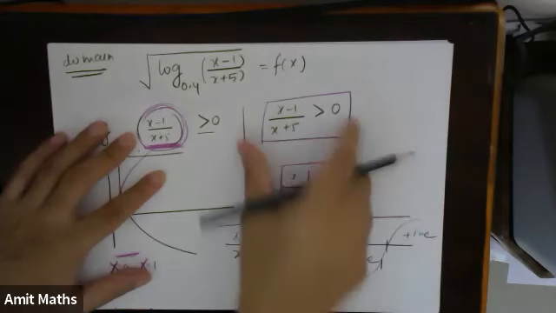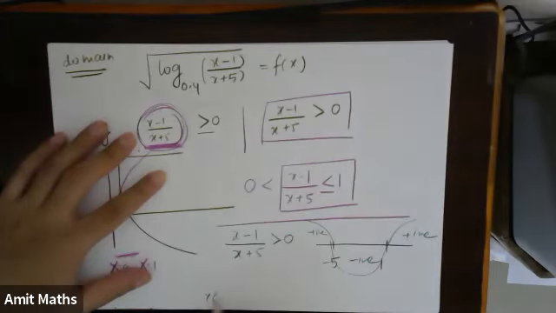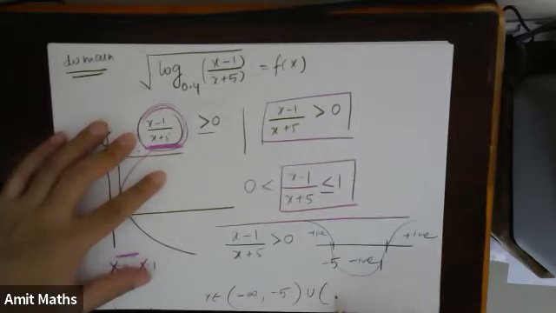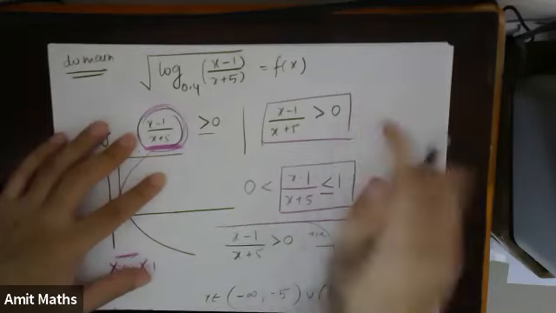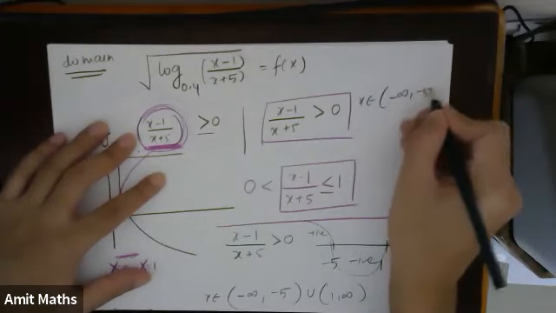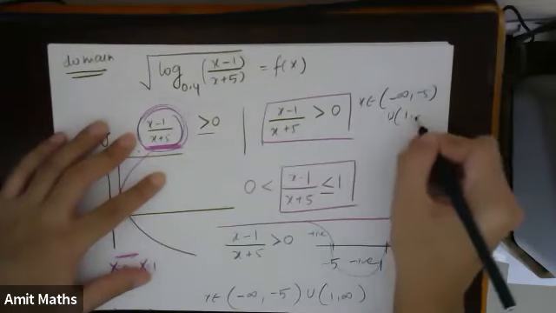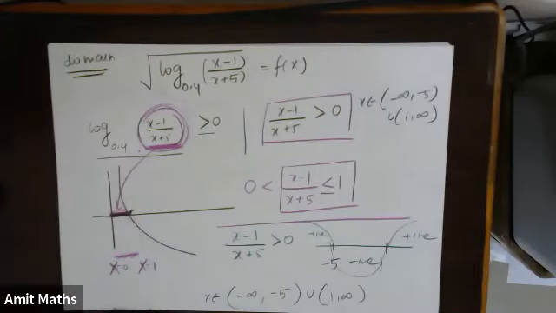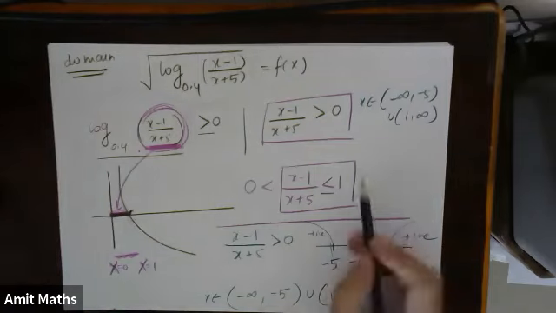So what will be the solution from this? x belongs to minus infinity to minus 5 union 1 to infinity. So for the first part we have got this as a solution. Understood? Now we have to solve the second part.